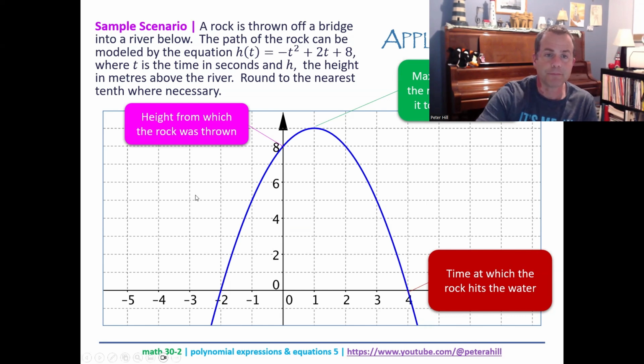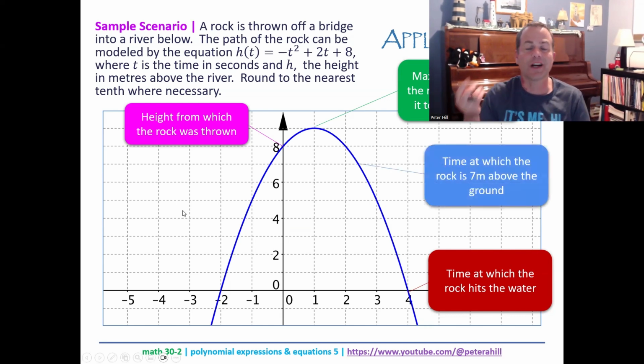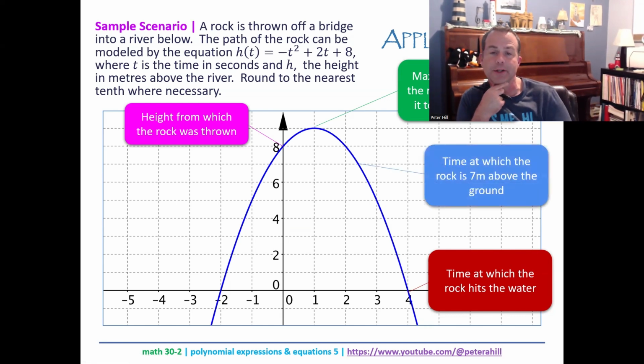Okay. Then I asked you the time at which the rock is 7 meters above the ground. That is a y value. On a Casio, I'm going to go G-Solve, X-Calc, 7. And then on a TI or on a Casio, I could go Y2 equals 7 and solve the intersection point.